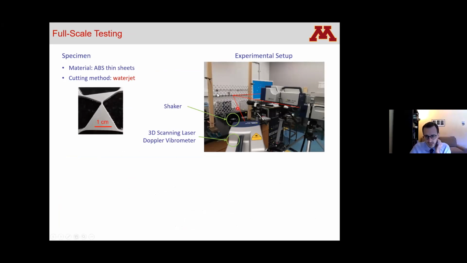So we ran a test like this one. You see here our specimen. This was obtained via water jet cutting, starting from a thin sheet of ABS material. So it's a thermoplastic material. And here you see a detail of one unit cell that gives you a sense of the proportions, and you also appreciate the thin ligaments that qualify as hinges.